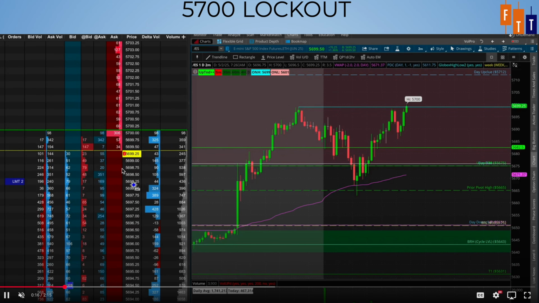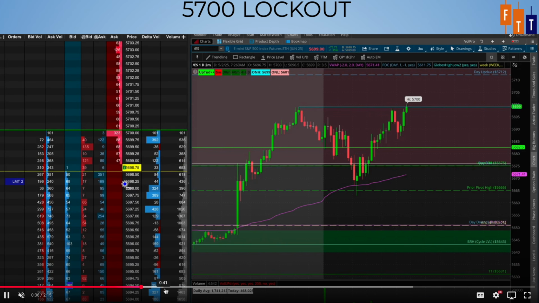If I can get my mouse out of the way, it'd be better. So we're watching the reaction here at 5,700. You don't want to just put your sells right here and think that this is going to drop. You want to gauge the reaction at it. Watching the order flow. Watching this middle column, right? The at bid, at ask. Fast forward it.